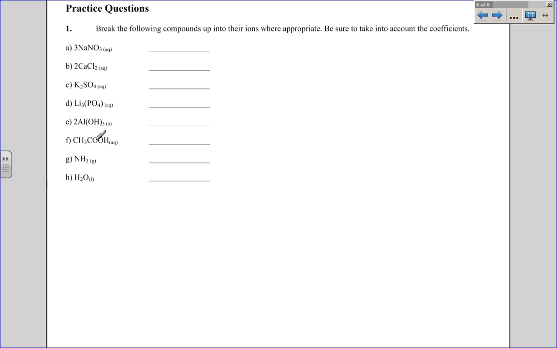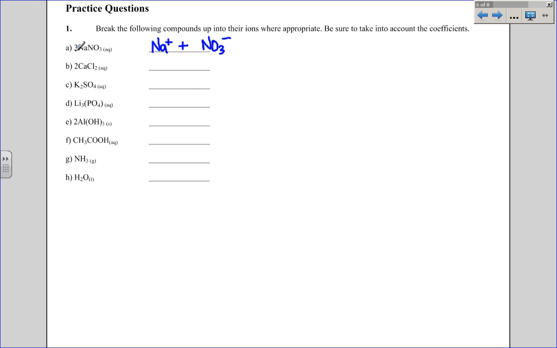Okay, so if you have something like sodium nitrate, sodium nitrate is aqueous, so that means that it will dissolve and it will break up into its ions. The ions that it will break up into are sodium ions and nitrate ions.